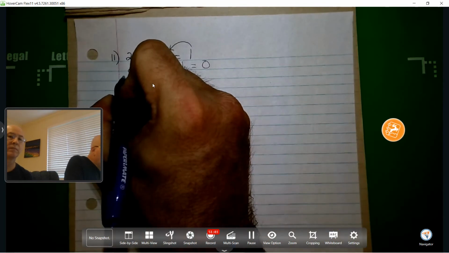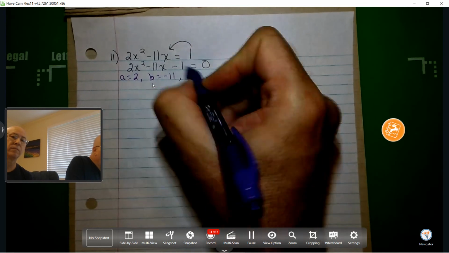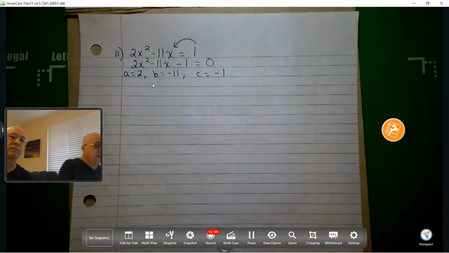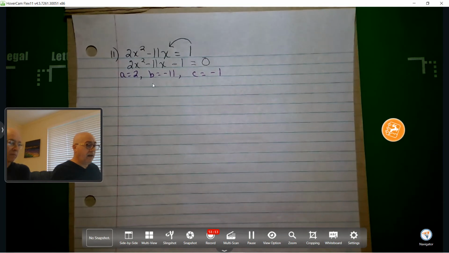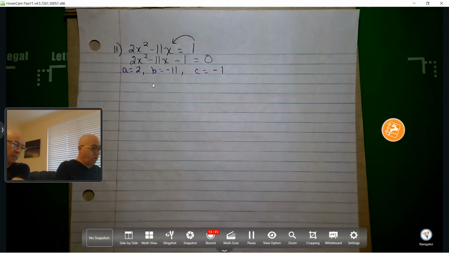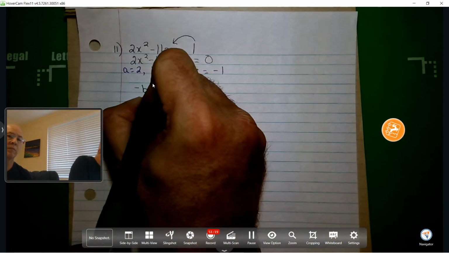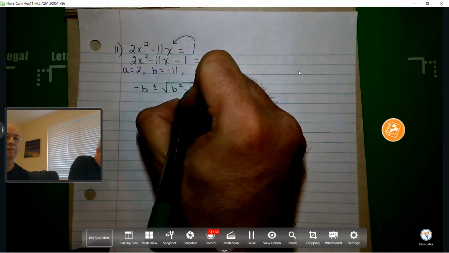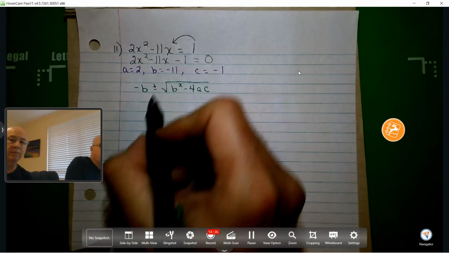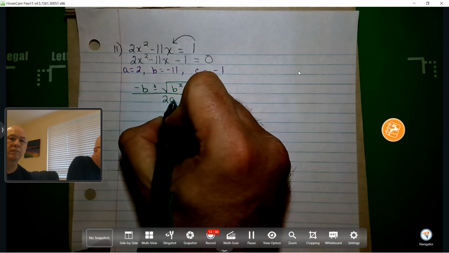So A is 2. B is negative 11. C is negative 1. And I'll write down the formula. Negative b plus or minus the square root of b squared minus 4ac all over 2a.